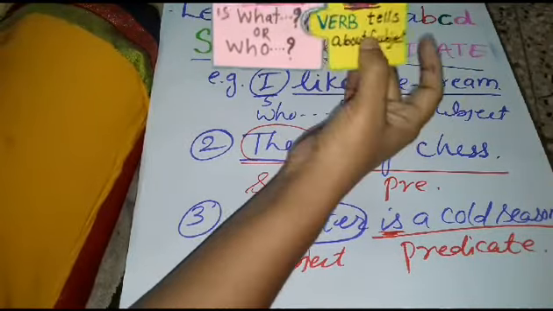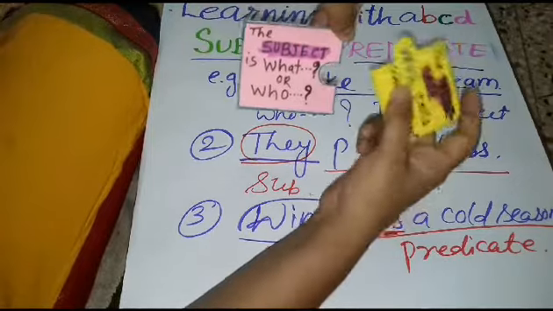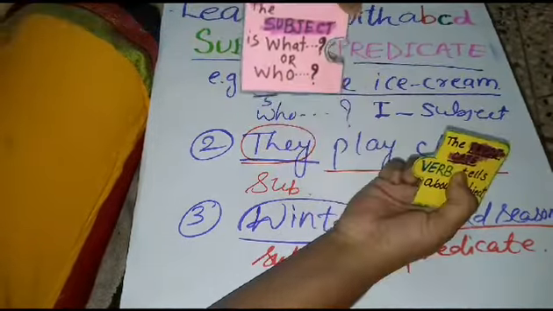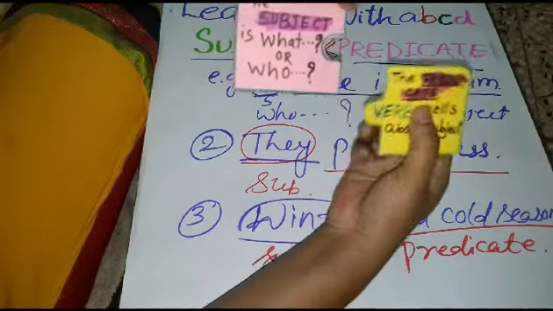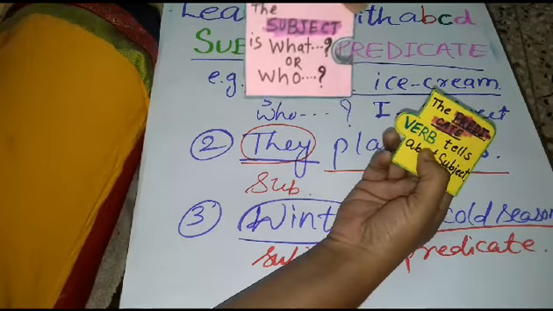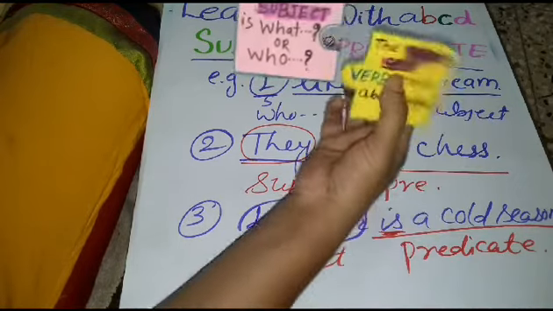It is not included in subject. Verb is not included in subject. Okay, so subject is only what or who. Whatever the answer, that is the subject.